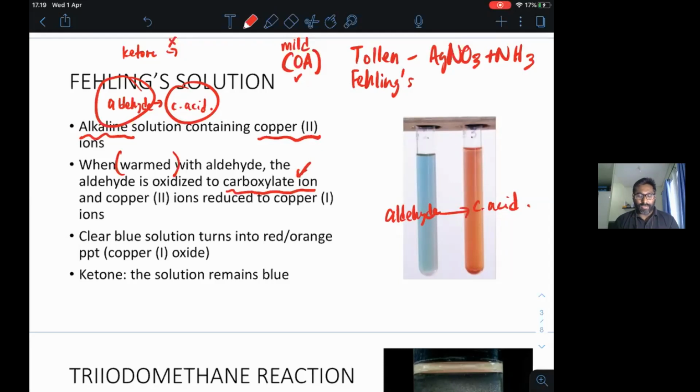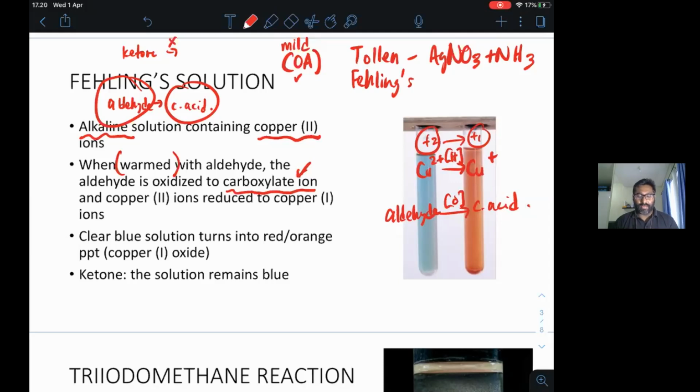Okay, but what happens over here, if you have the copper 2 ions, the copper 2 ions will change into copper plus ion. Because if this is oxidized, they get reduced. You can see that plus 2 becomes plus 1. It's reduction.